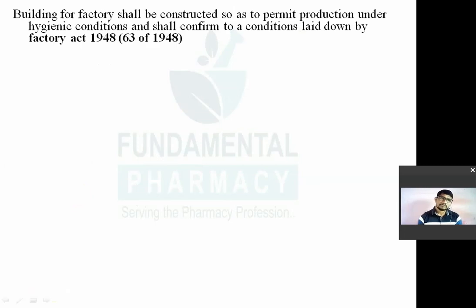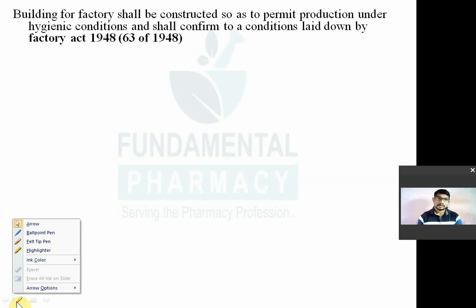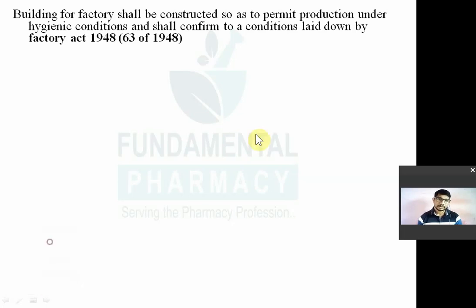You can see, building for factory shall be constructed so as to permit production under hygienic condition, and that should be in accordance with the norms laid by Factory Act 1948. So whatever company you are setting, particularly for pharmaceutical industry, the building for factory should be constructed in such a manner that it permits production under hygienic condition. ऐसा नहीं कि वहाँ पे जैसे बाकी इंडस्ट्री होता है वहाँ वैसे वर्क नहीं होता इंडस्ट्री में फार्मास्यूटिकल. So you might have visited one of the industries, so you have seen that. Strictly hygienic conditions are maintained over there. The factory should be according to the norms laid down by Factory Act 1948.